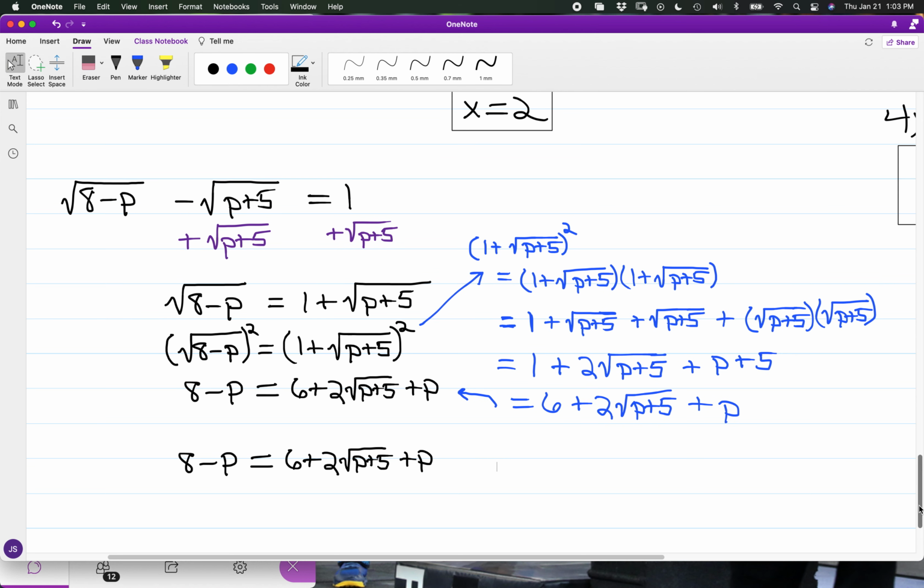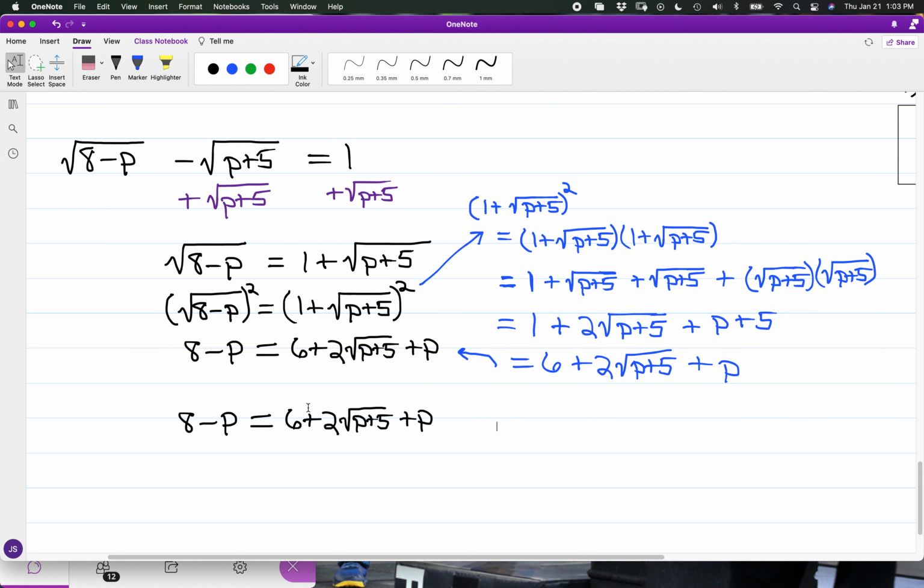So just looking at what we have now, after all that work, we still have this radical that is left over. And if we isolate 2 times the square root of p plus 5, so I'm just going to move the 6 and subtract p. Okay, so here I have 8 minus 6 is 2. Negative p minus p is negative 2p. And we have that is equal to 2 times the square root of p plus 5.